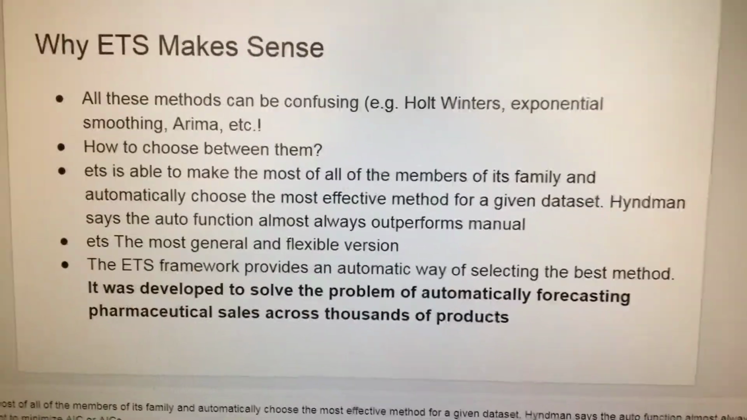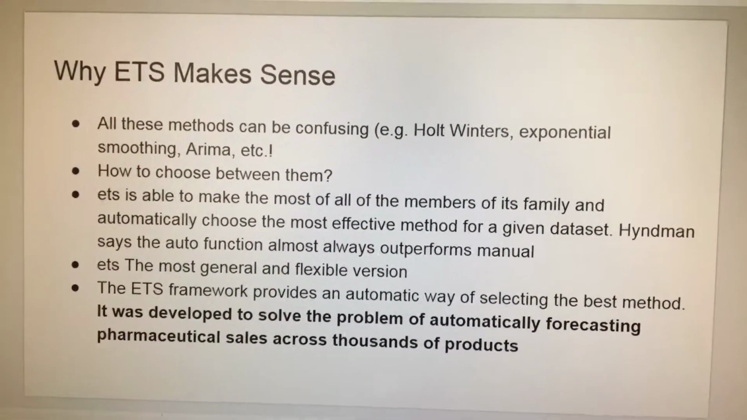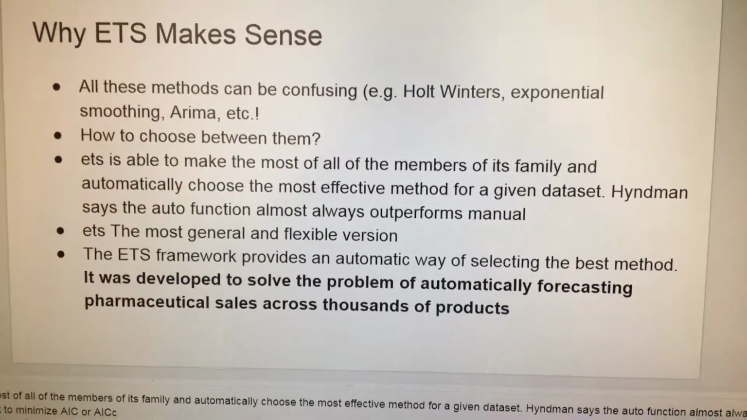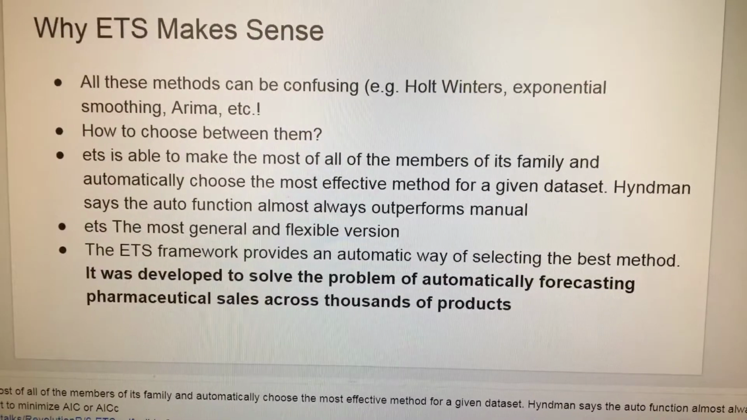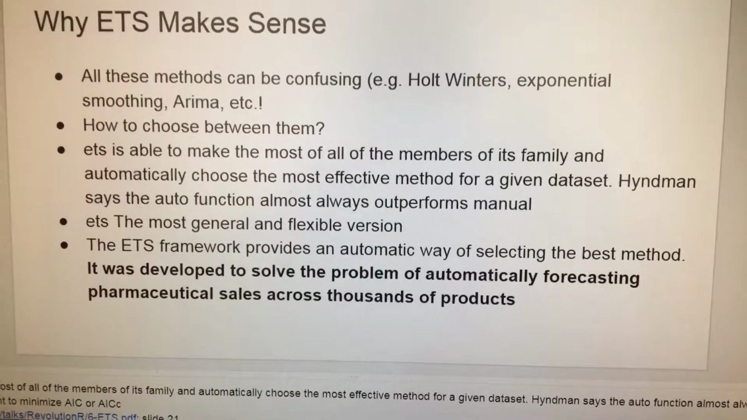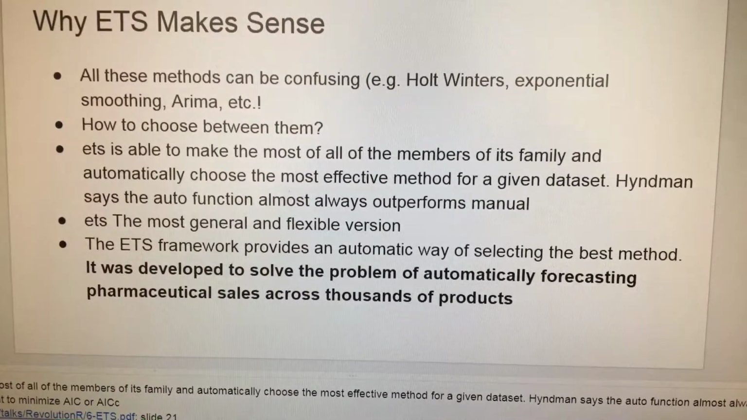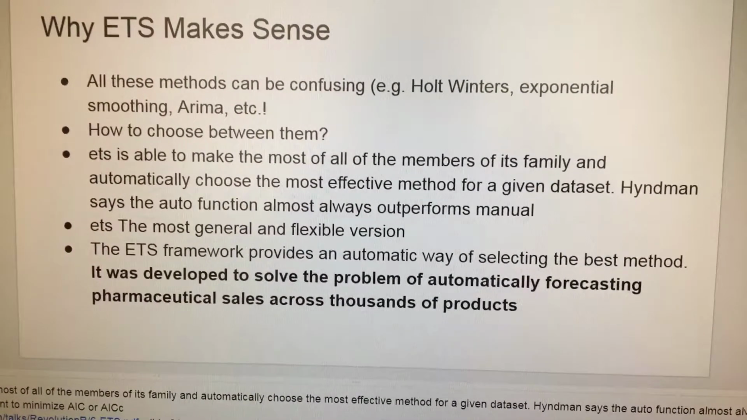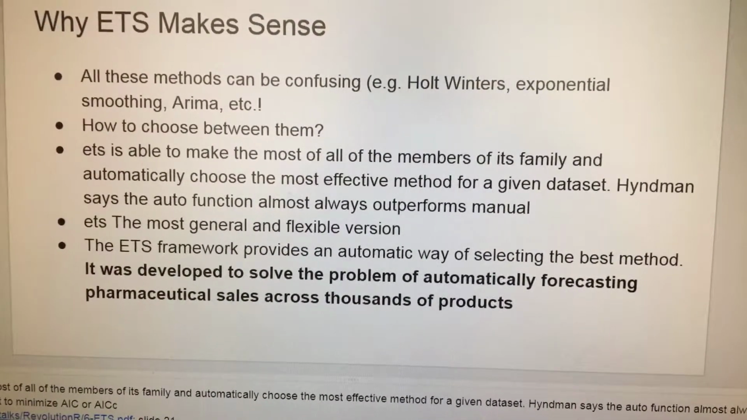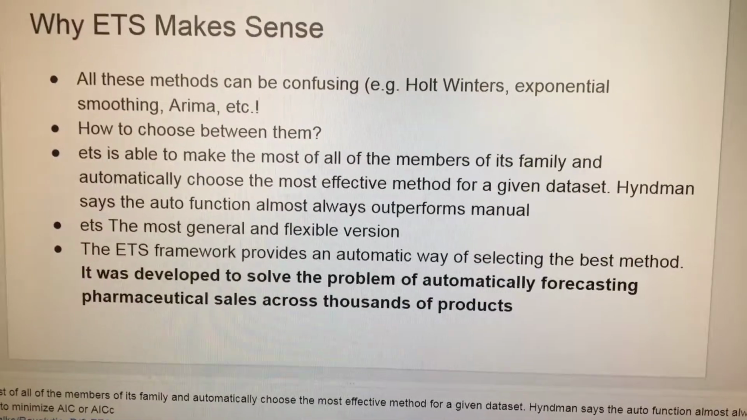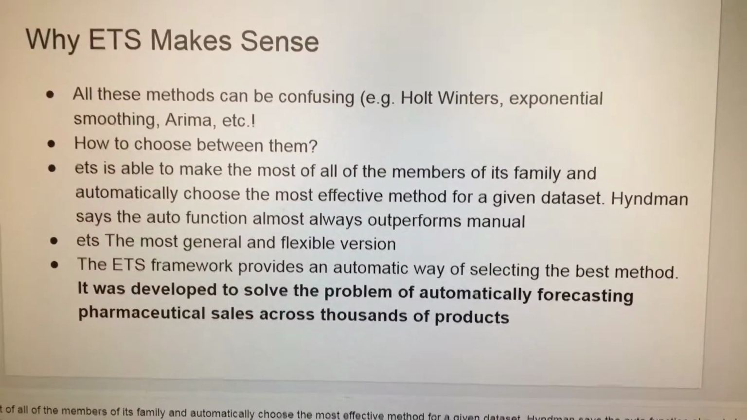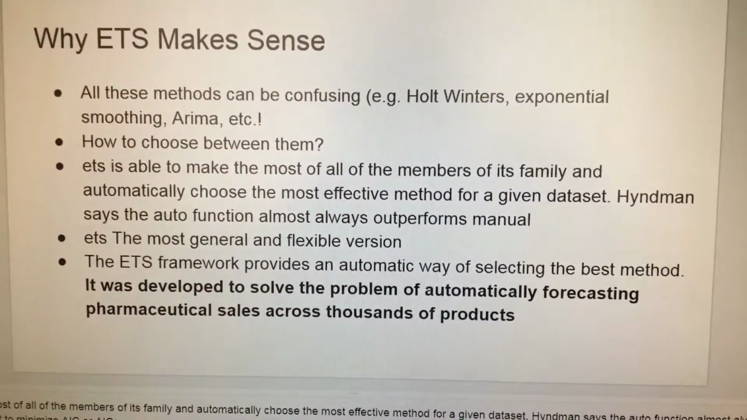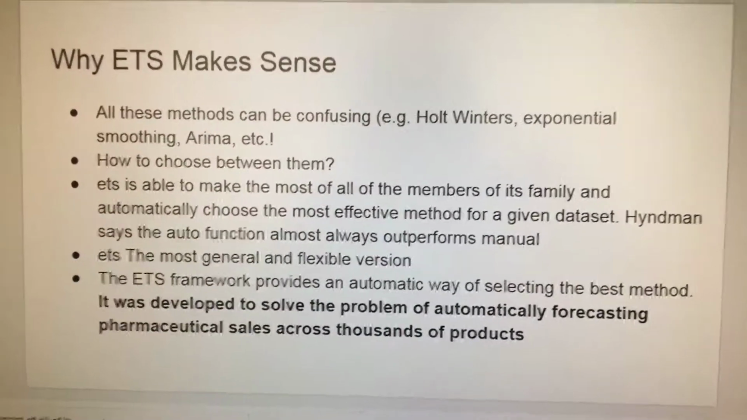And this is something I found online. It's a Hyndman PowerPoint, but that last bullet point says the ETS framework provides an automatic way of selecting the best method. It was developed to solve the problem of automatically forecasting pharmaceutical sales across thousands of products. So that resonated with me as to what we're being asked to do in this assignment, and that is the direction I'm going. So that's what I have right now.